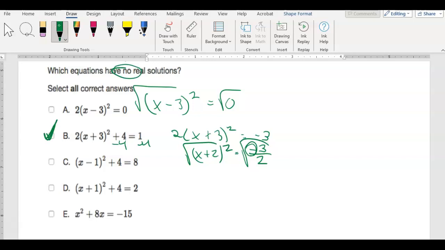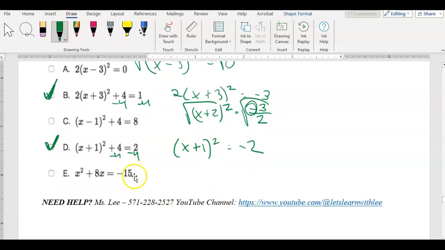So B does not have a real solution. A does have a real solution. B does not have a real solution. C, if I subtract 4 from both sides, I'll have a positive number. I'll have 4. I can take the square root of that, so that one does have a real solution. D, if I subtract 4 from both sides, I'll have a negative number. So this will be x plus 1 squared equals negative 2. Again, I can't take the square root of a negative 2 without getting an imaginary number. So D does not have a real solution.